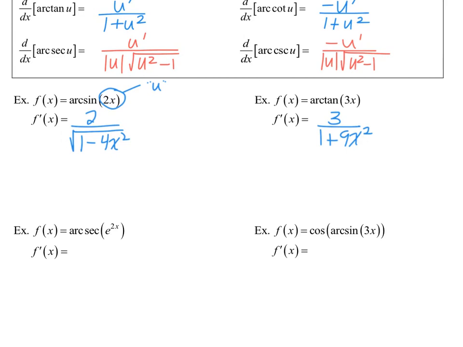Arc secant, it's a little kookier, especially because it's a little beefier in terms of the model, but also it's e to the 2x. So on the top, I need the derivative of e to the 2x, which would be what? 2e to the 2x. On the bottom, I need the absolute value of u. Now, u is e to the 2x. Can that ever be a negative quantity? No, so I don't need the absolutes.